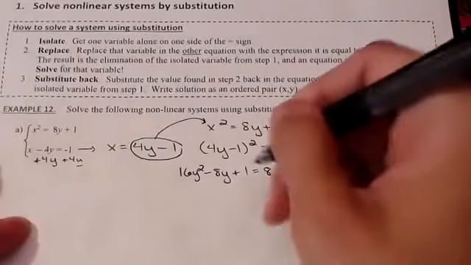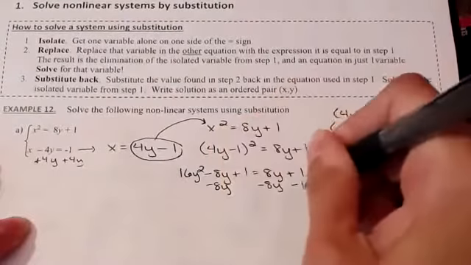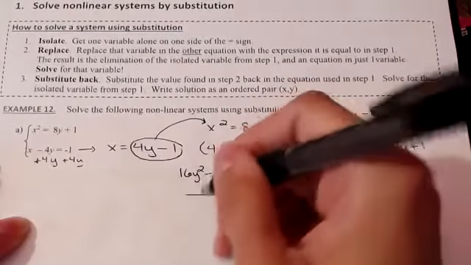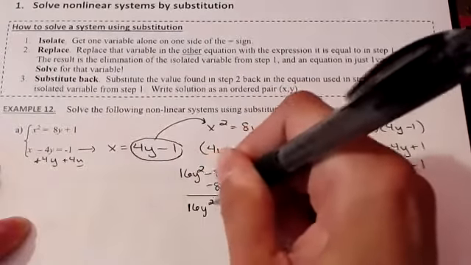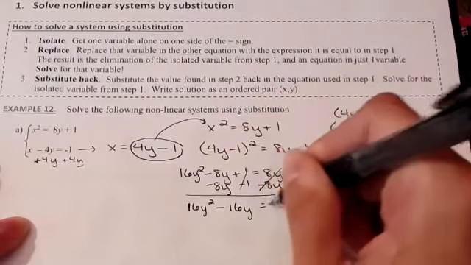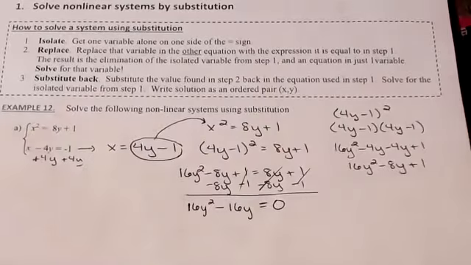What I'm going to do at this point is I'm going to set this equal to 0 by bringing over 8y and by bringing over 1. Notice that I'm left with 16y squared minus 16y. These end up canceling each other out, and that leaves us with equal to 0.